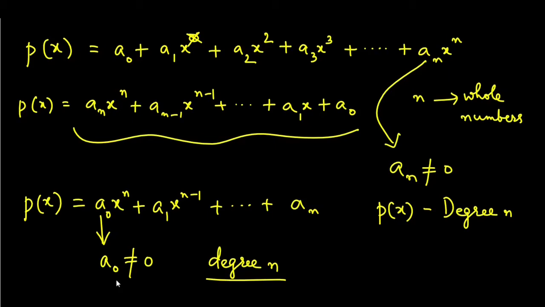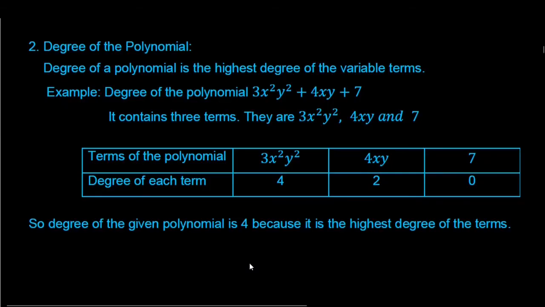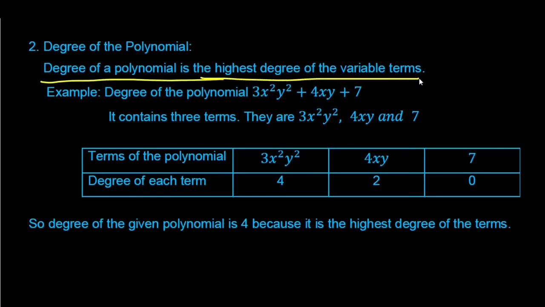If a0 is equal to 0, the degree will not become n. Now let us understand what is degree of the polynomial. Degree of a polynomial is the highest degree of the variable terms.